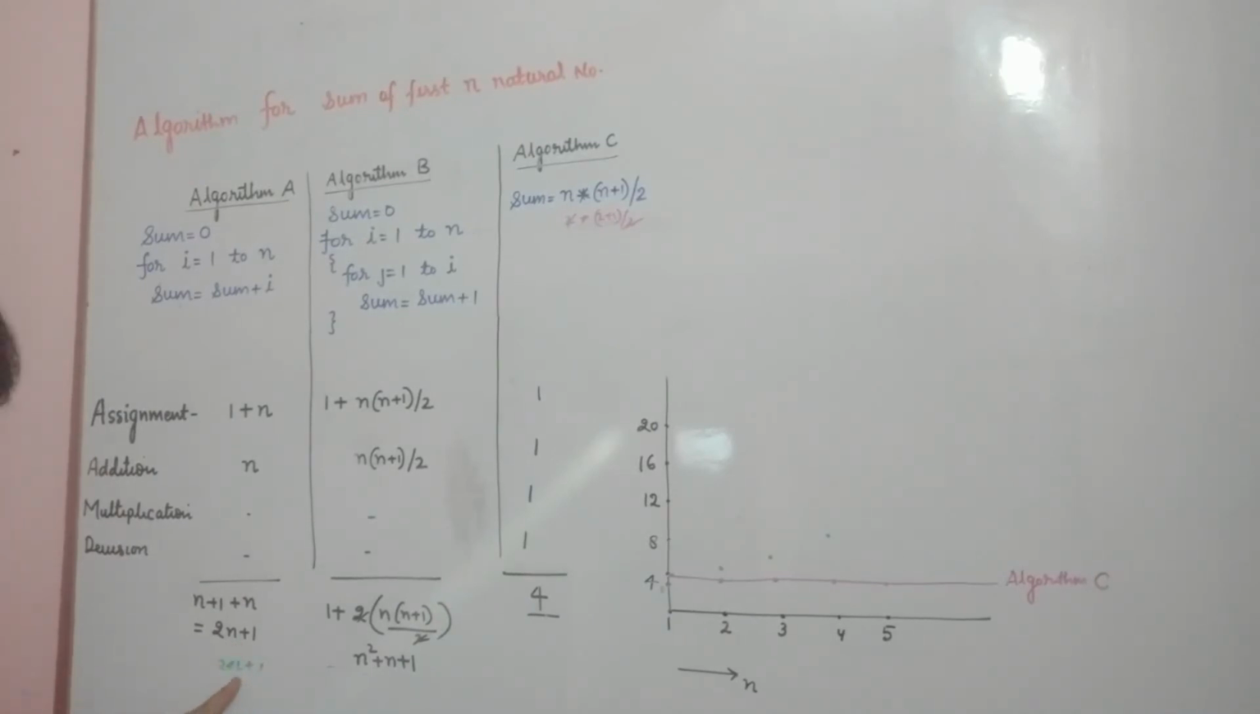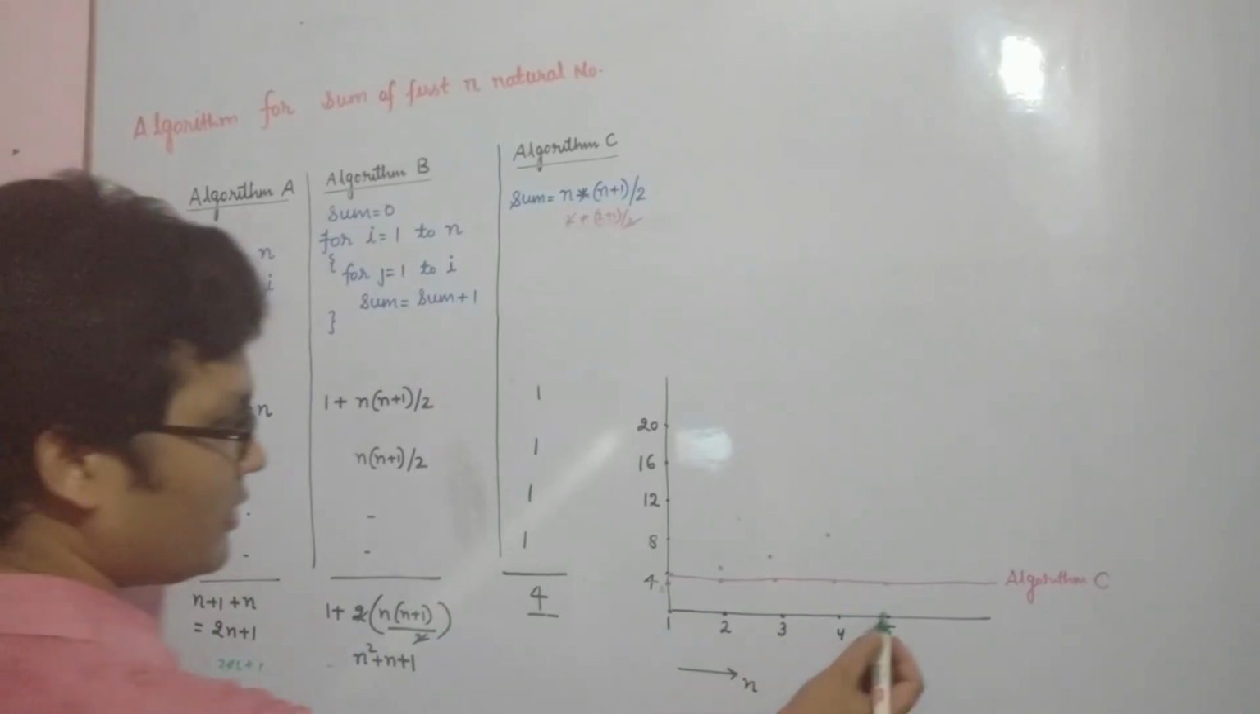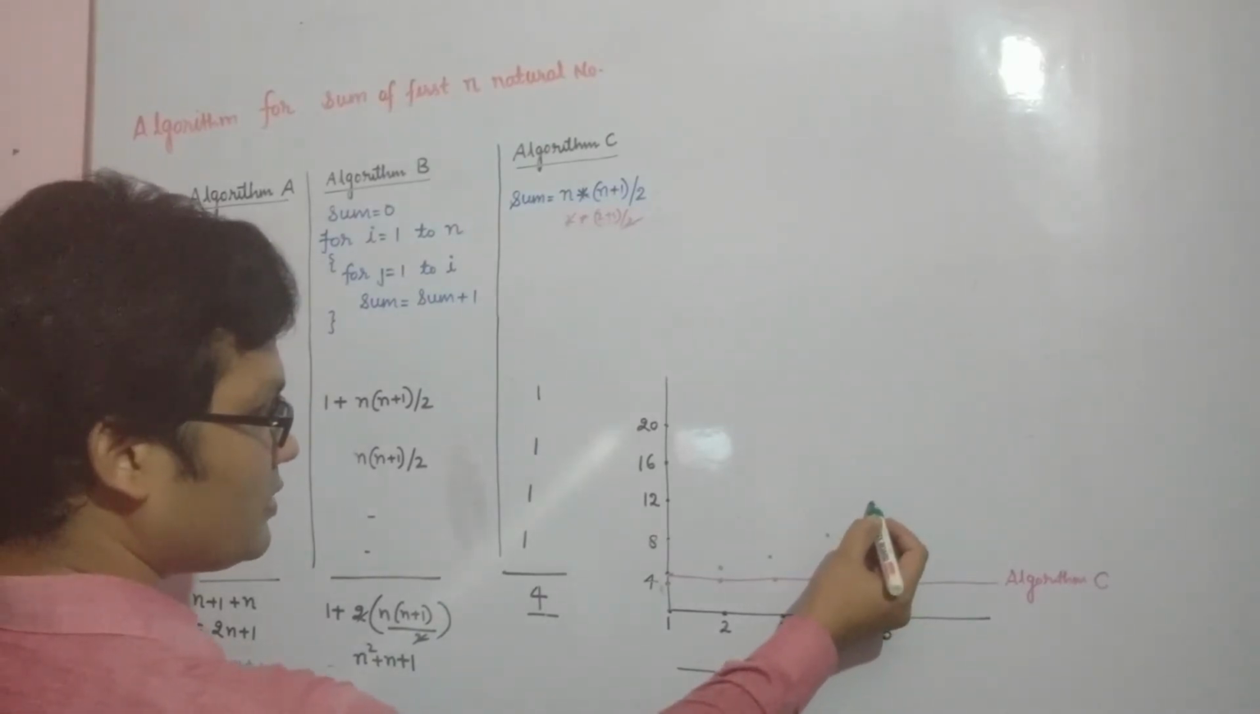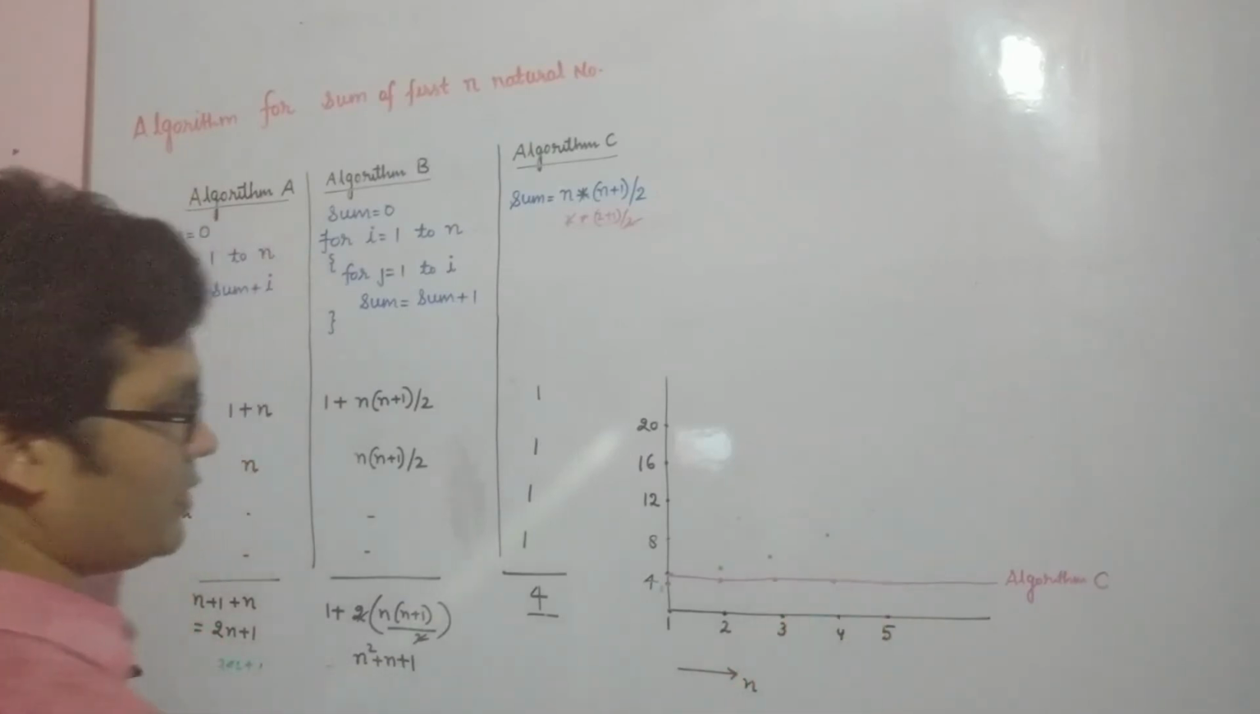N is equal to 5. 2 5 is 10 plus 1, 11. This is 10 plus 1, you can write 11, right?